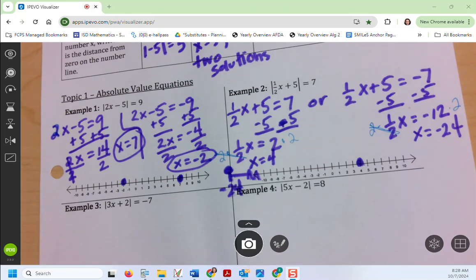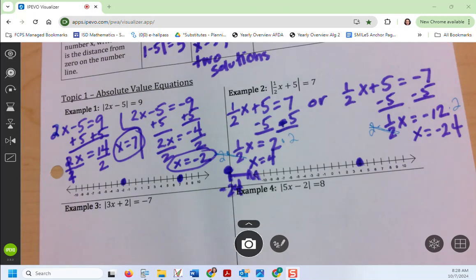Number 3 is different. What is different about number 3? Yeah, it starts with a negative number. So let's think about this for a moment. I'm not asking you to do the same thing we just did. I'm asking you to think. If I'm telling you that the absolute value of something is negative 7, what's wrong with that statement? Yeah, the absolute value turns everything positive, right? So there should be no number that will work here.